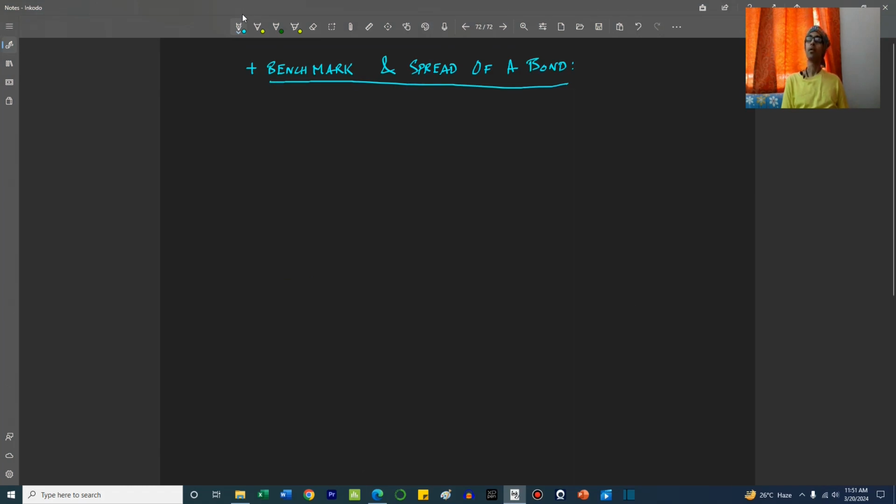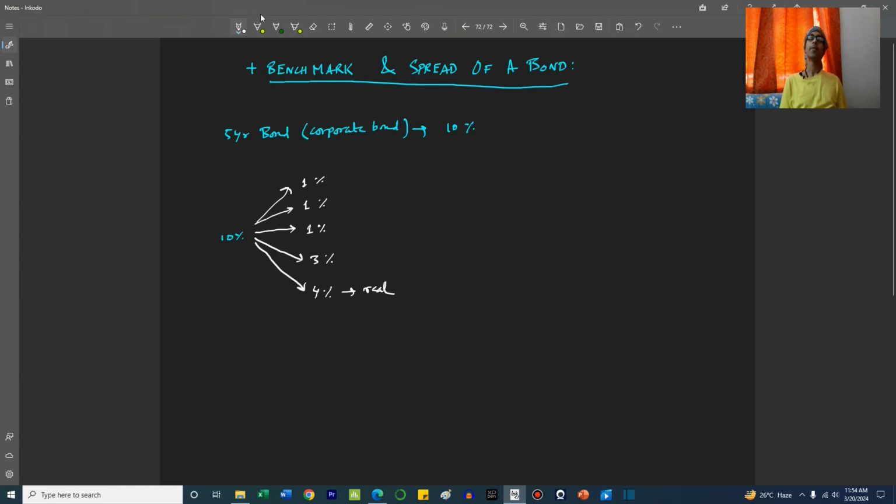Benchmark and spread of a bond. Let's say a 5-year bond, a corporate bond, has a yield of 10%. Now this 10% can be bifurcated into various segments. These bifurcations, let's say, the country in which this bond has been issued, the GDP of that country is 4%. This is the real GDP. So we add 4% in the rate. Then there is inflation of 3%. So we add the 3%.